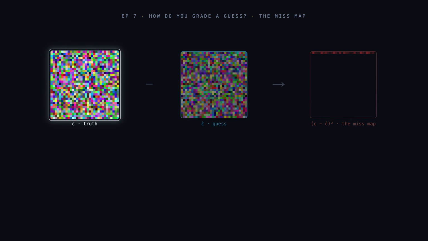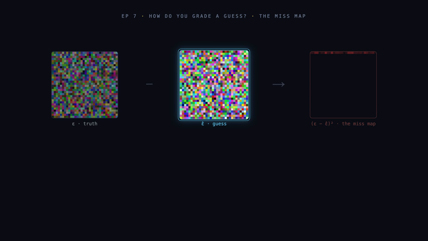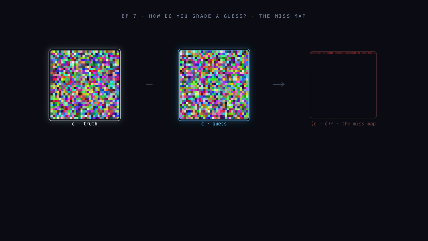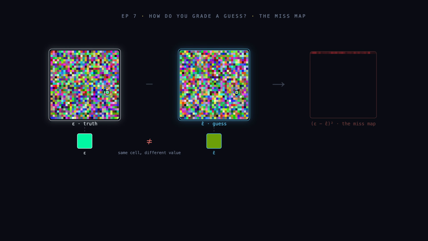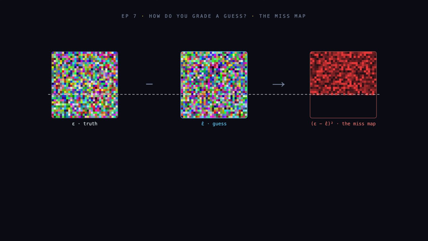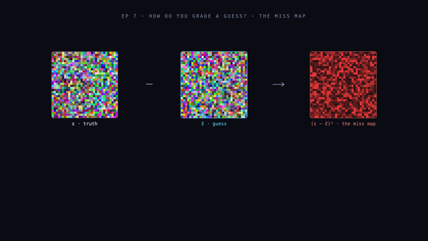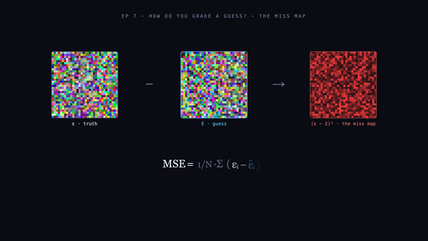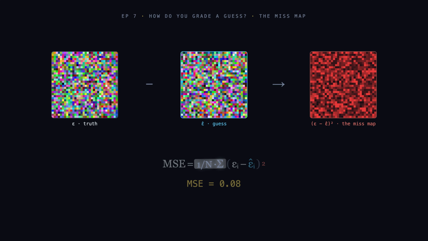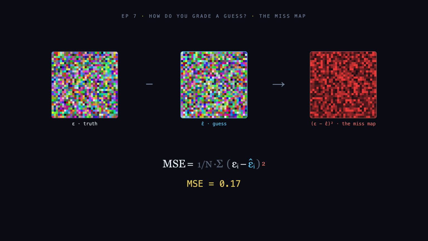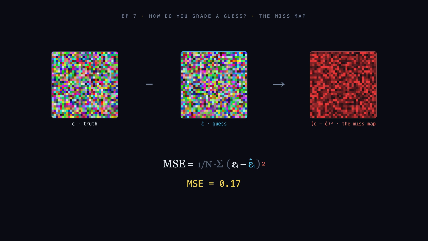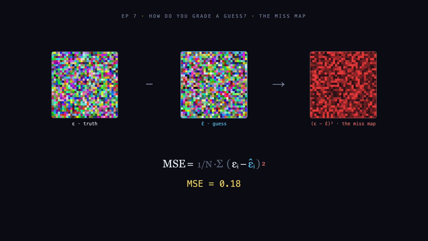On the left is the true noise, epsilon. In the middle is the network's predicted noise, epsilon hat. They may both look like static to us, but their individual values are different. We compare them cell by cell. For each value, we subtract the prediction from the truth and square the difference. Squaring removes negative signs and makes larger errors count more heavily. Then we average all those squared differences. The result is one number called the mean squared error, or MSE. In this model, that number is the training loss.